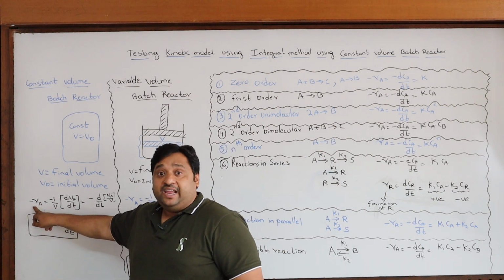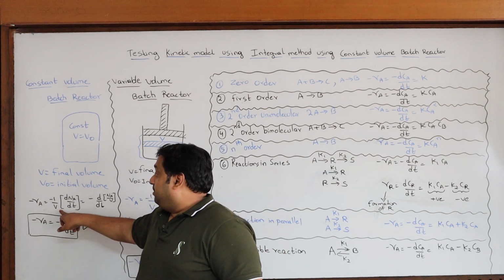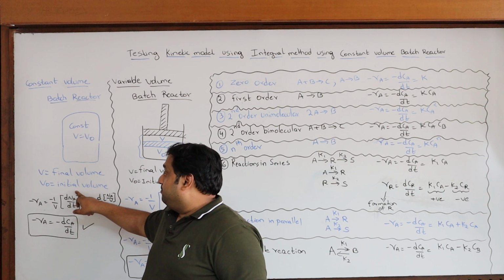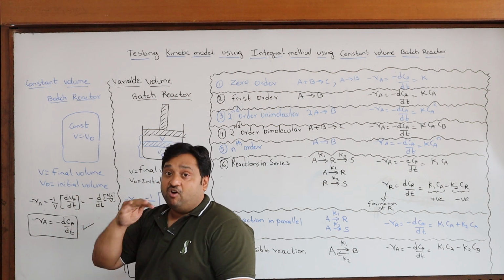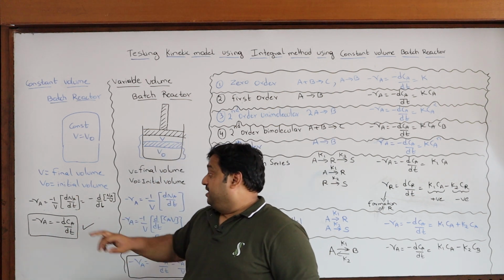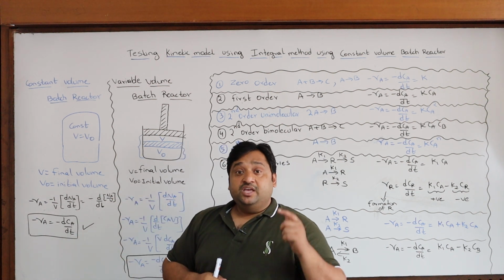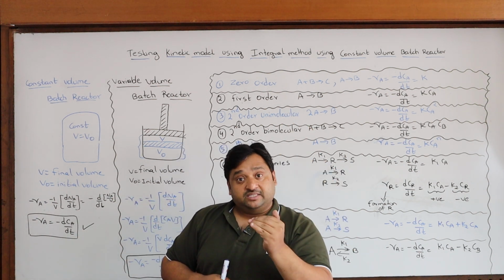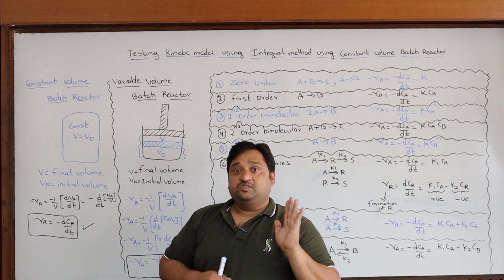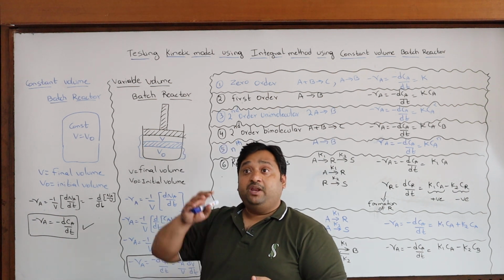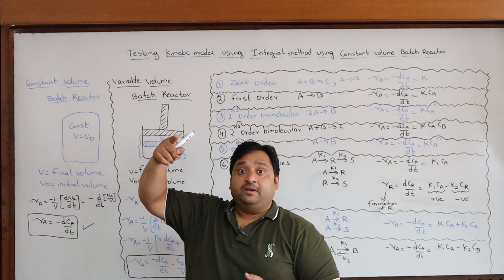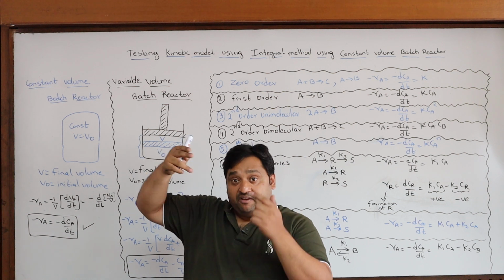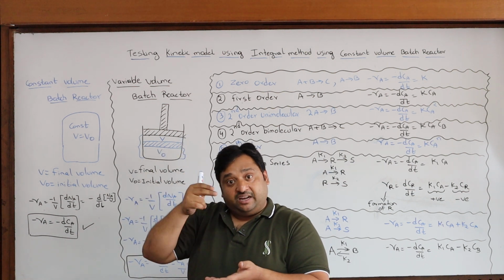If you remember, the rate is nothing but minus 1 by V into dNA by dt. NA is the moles, t is the time, V is the volume of the reactor. And the units are moles per second per liter. This is what it means: how many moles of A are changing in every liter of the reactor every second.